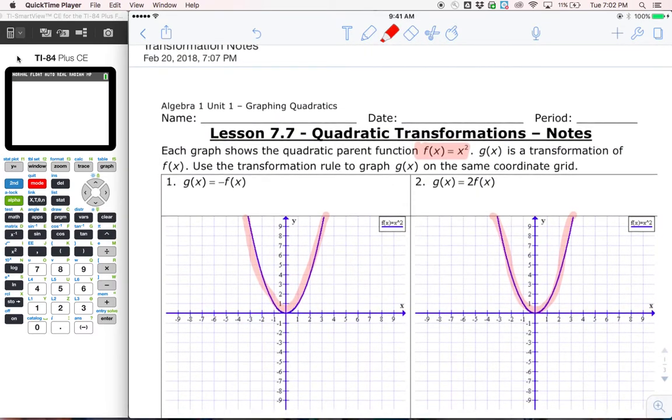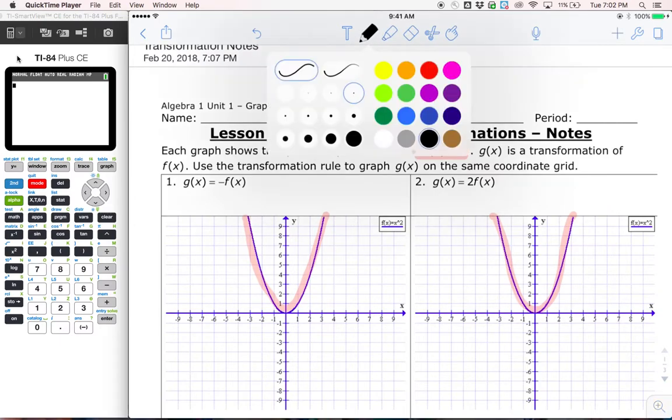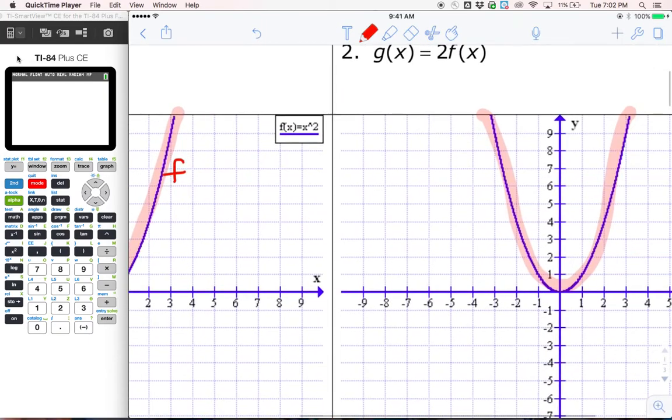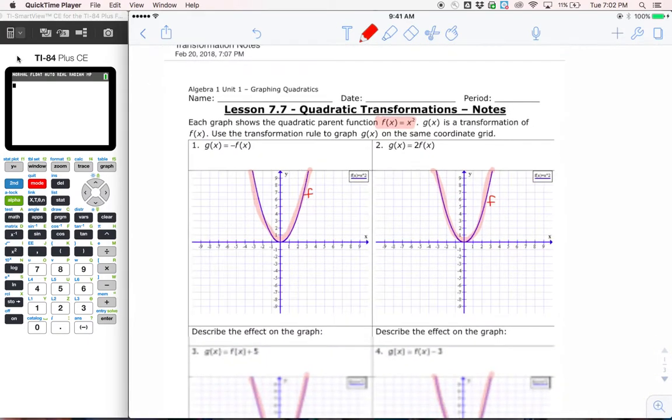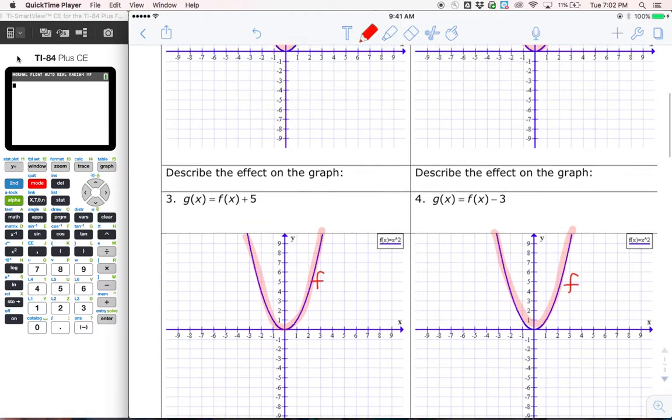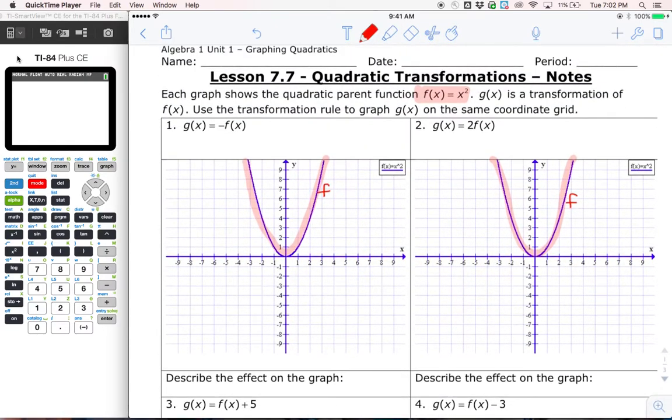And if I were you right now, I would go ahead and mark each of these, that this is f. This is the original. Hopefully you know that x squared is the parent function, so that might be something else you could be calling these. So right now on the graph, just like I said, we have a bunch of x squared graphs. f of x equals x squared.